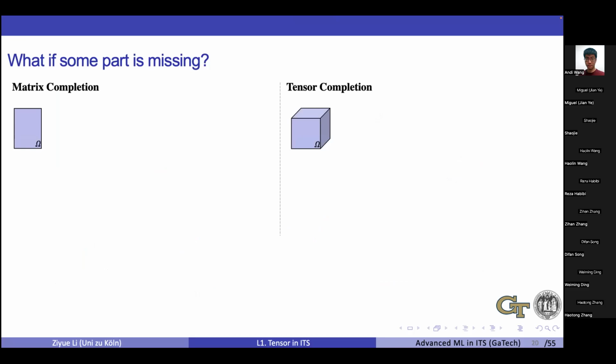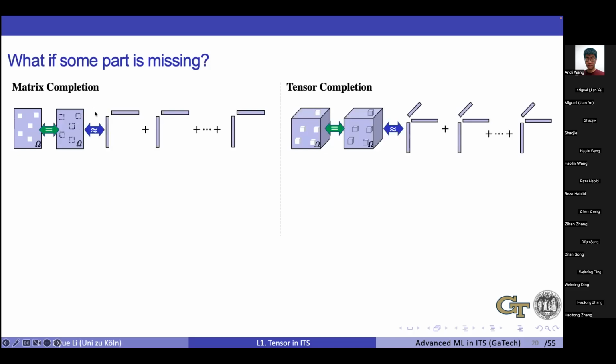Now, what if I tell you that some part of our data is missing, no matter whether it's a matrix or a tensor? In this case, can we still use our method to learn this decomposition, and can we get a good decomposition result? And can we use this decomposition result to infer the missing values? Yes, the answer is yes, we can do that. And this technique is called tensor completion.